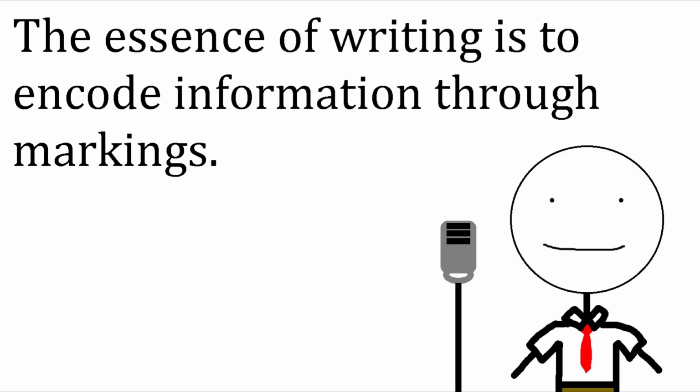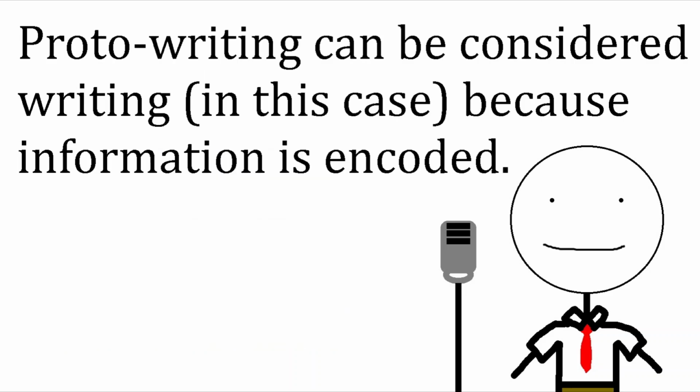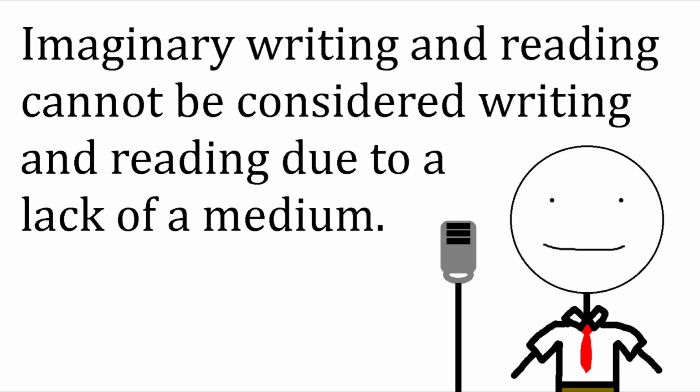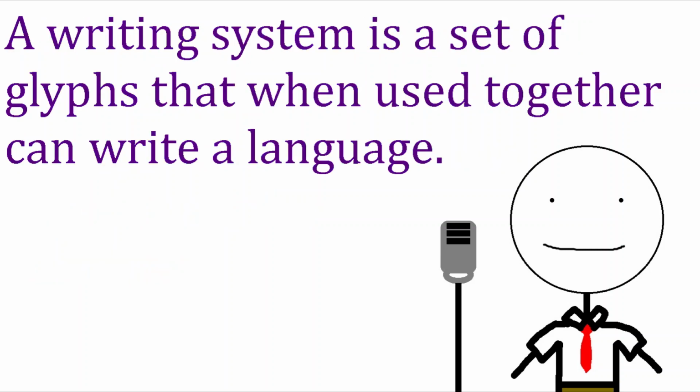If we just attempt to answer that final question, we'll have the most fundamental basis on which to build the others. The essence of writing in any form is to encode information through markings, and thus the pieces come together. Proto-writing can be considered writing because information is encoded, and a glyph is thus a semi-permanent mark on a medium in which units of information, traditionally phonemes, can be encoded. Writing and reading imaginary glyphs is not actually writing and reading, since no medium for semi-permanent glyphs has been marked upon. Writing can be distinguished from visual communication by the presence of both the glyphs and the medium. And lastly, a writing system is a set of glyphs that together are used to write a language.